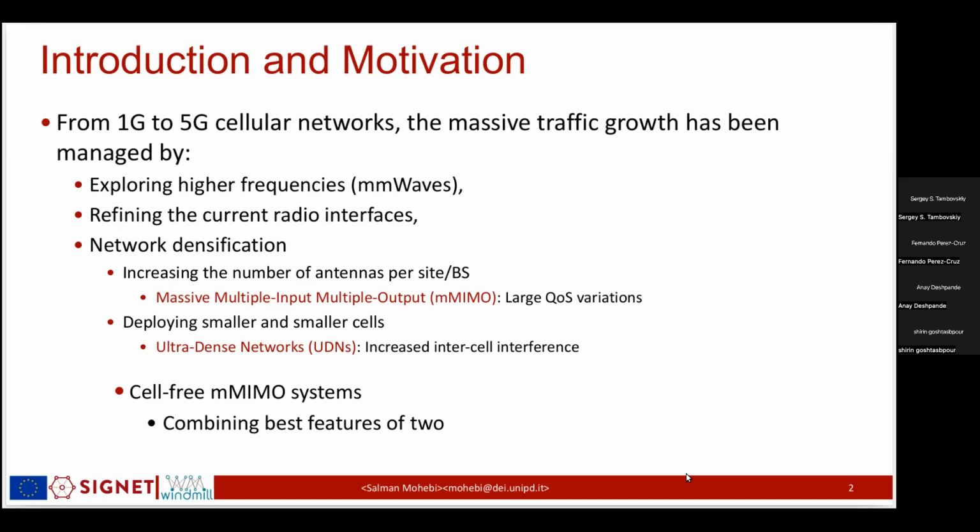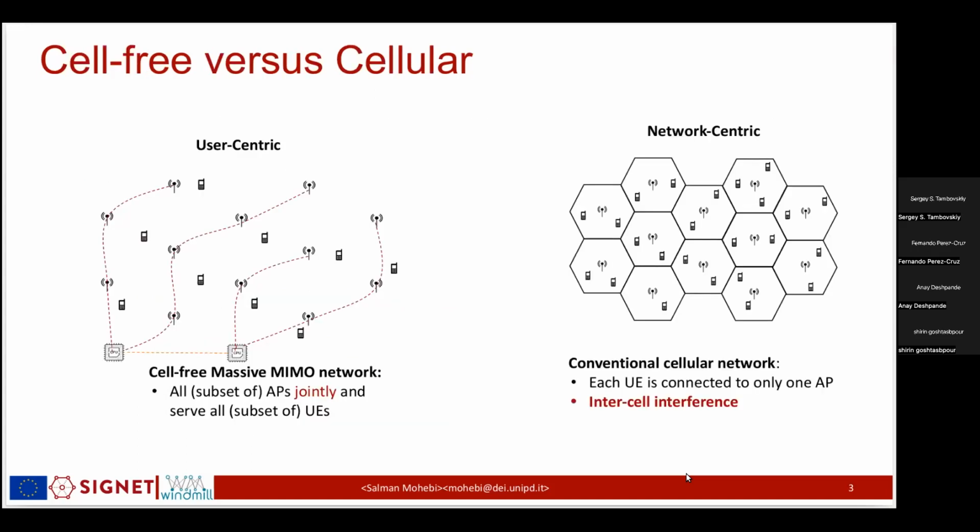On the other hand, recently, cell-free massive MIMO systems have been proposed as an answer to these two shortages by combining the best features of these two above-mentioned technologies. User-centric cell-free massive MIMO systems are composed of a very large number of distributed antenna elements that jointly serve a relatively smaller number of user equipments. The operation takes place in a user-centric fashion, which means one user equipment is surrounded by multiple access points and served by these access points.